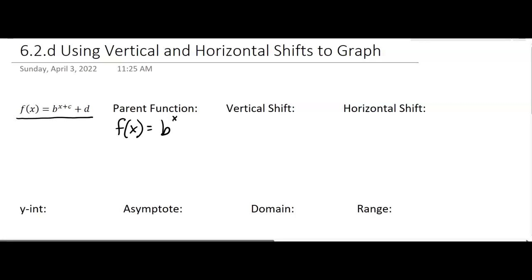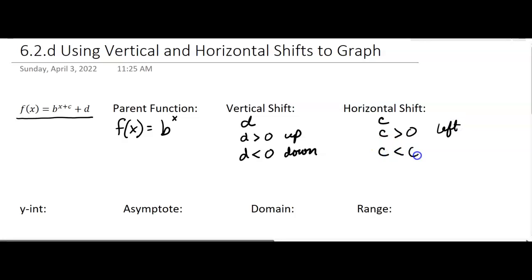The vertical shift is going to be d. Now, if d is greater than 0, it's going to shift up. And if d is less than 0, it's going to shift down. And then the horizontal shift is c. If c is greater than 0, it's going to shift left. And if c is less than 0, it's going to shift to the right.